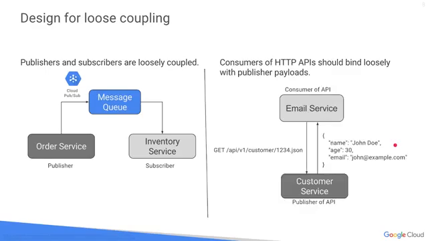In the context of HTTP API payloads, consumers of HTTP APIs should bind loosely with the publishers of the API. In the example, the email service retrieves information about each customer from the customer service. The customer service returns the customer's name, age, and email address in its payload. To send an email, the email service should only reference the name and email fields in the payload. It should not attempt to bind with all the fields in the payload. This method of loosely binding fields will enable the publisher to evolve the API and add fields to the payload in a backwards compatible manner.